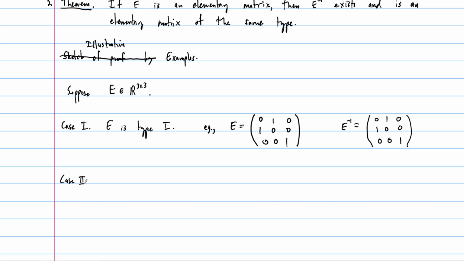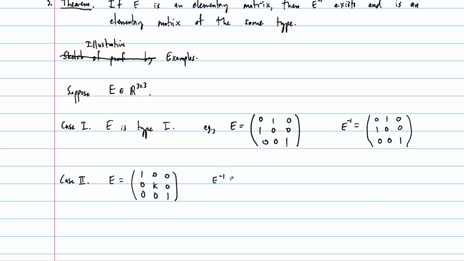So here's case 2. Let's suppose E is of type 2. So let's say E looks something like, again, in 3x3, let's go with the one that we wrote before. And remember, our rule was that k is not 0, right? So we multiplied row 2 by this non-zero constant k. How are we going to undo that? Well, we're going to multiply through row 2 by the reciprocal of k, right? By 1 over k, or the inverse, you could say, of k.